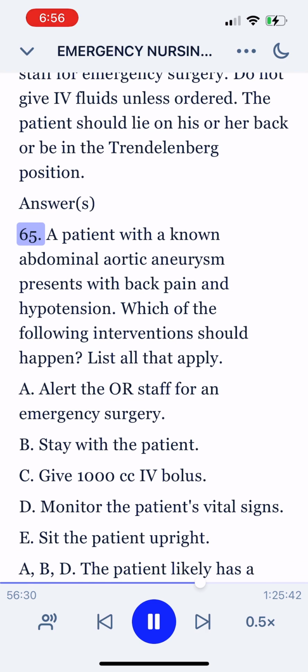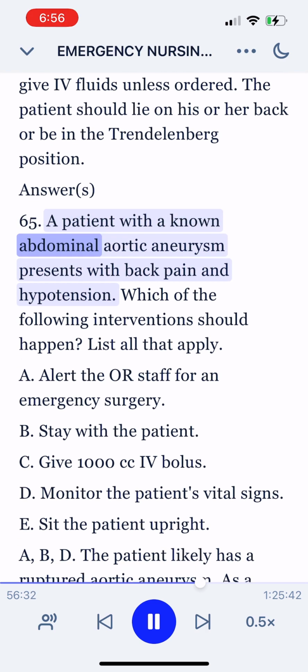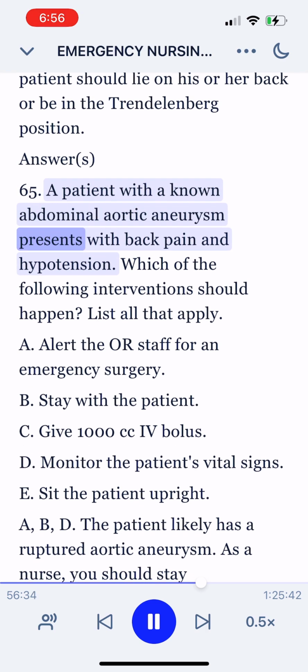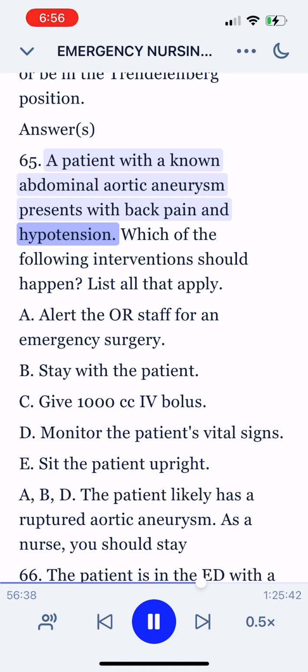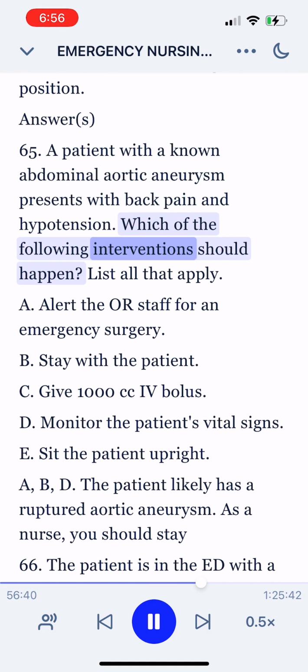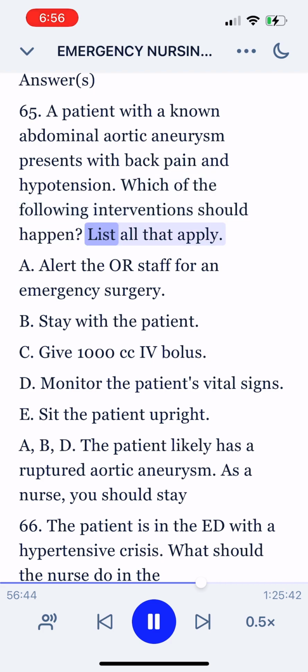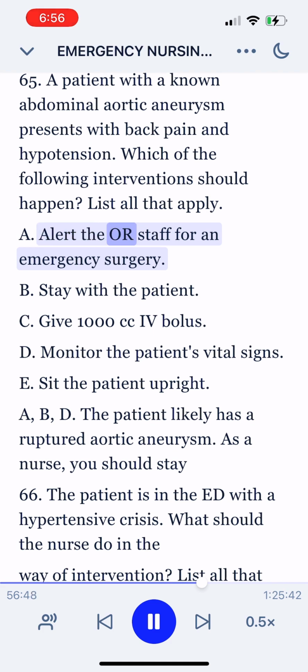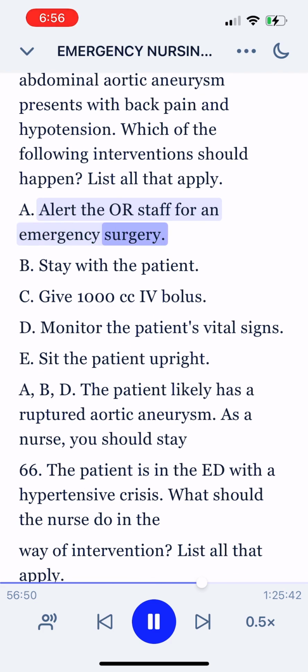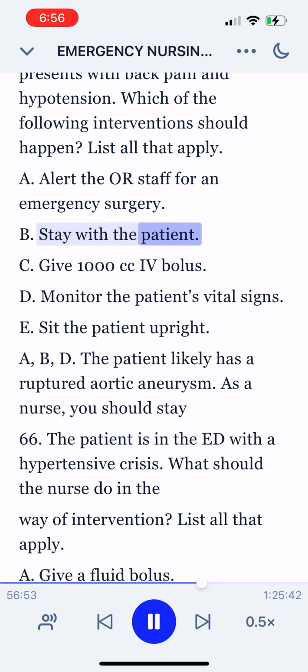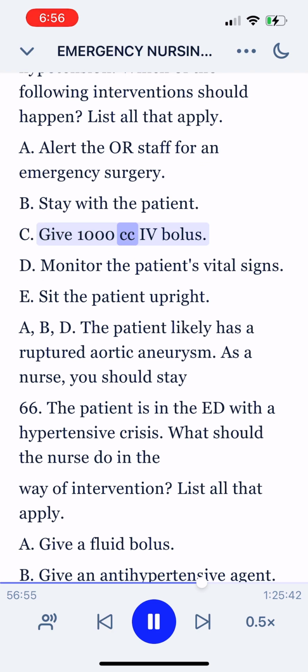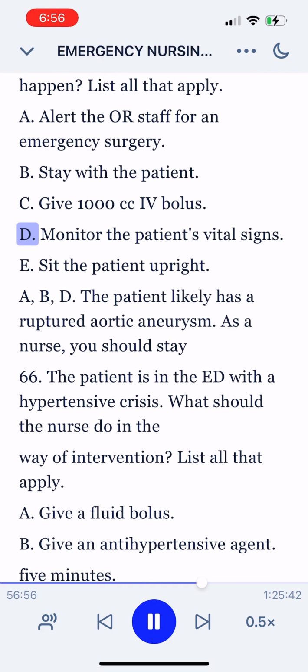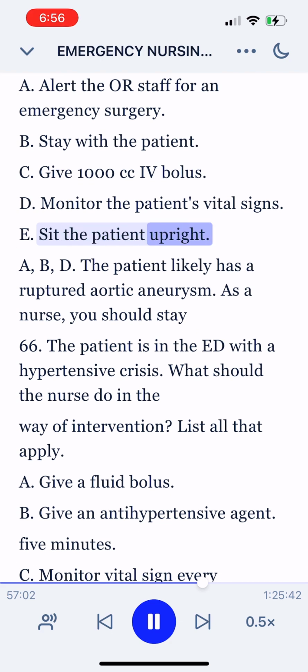Answers. 65. A patient with a known abdominal aortic aneurysm presents with back pain and hypotension. Which of the following interventions should happen? List all that apply. A. Alert the OR staff for an emergency surgery. B. Stay with the patient. C. Give 1000 cc IV bolus. D. Monitor the patient's vital signs. E. Sit the patient upright.